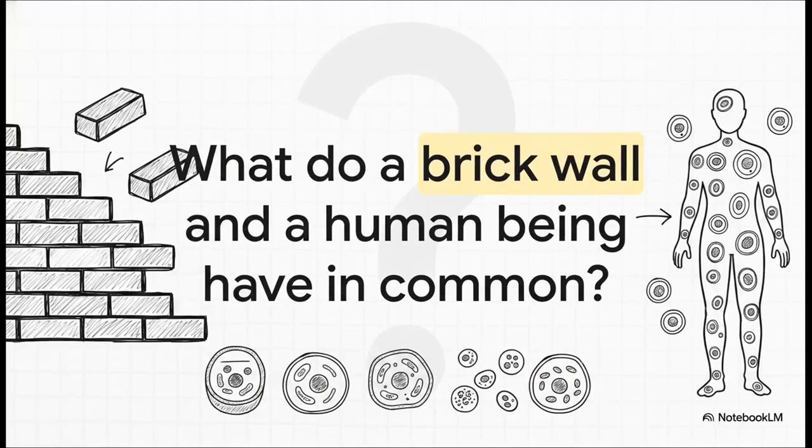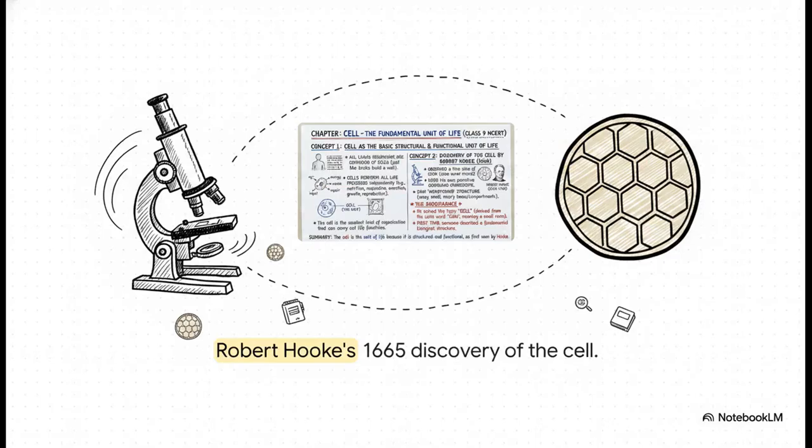So, what do a brick wall and a human being actually have in common? I know, it sounds like a totally random question, but the answer is exactly what makes biology so fascinating. You see, both of them are built from tiny, independent structural units. Just like you literally can't have a brick wall without individual bricks, you simply can't have a living organism without cells. And that brings us to this amazing piece of history.